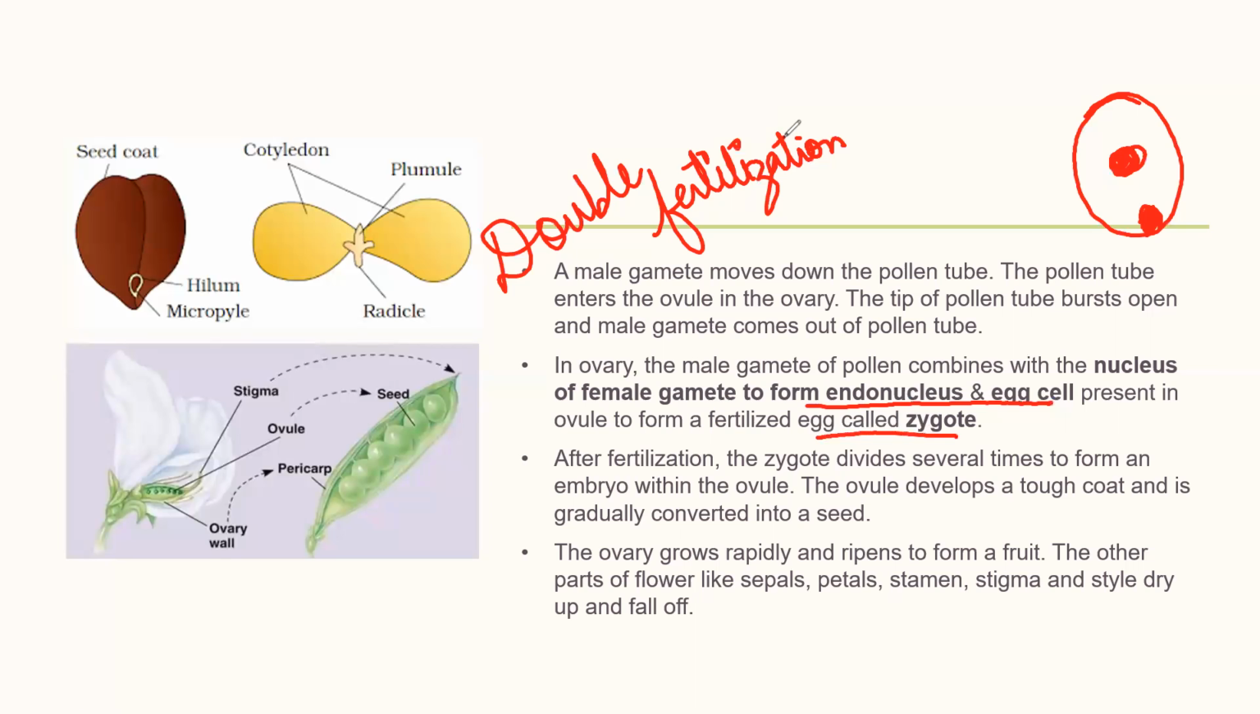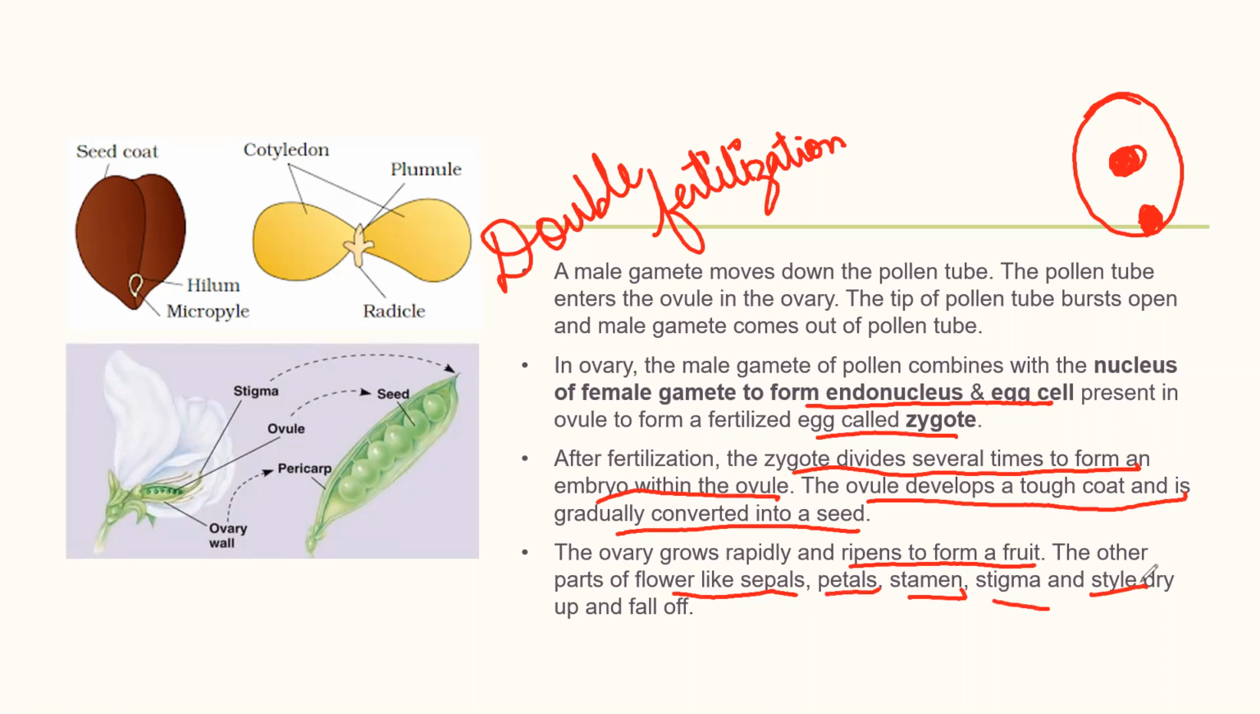After fertilization, the zygote divides several times to form an embryo within the ovule, and the ovule develops a tough coat and is gradually converted into a seed. The ovary grows rapidly and ripens to form a fruit. The other parts of the flower, like petals, sepals, stamens, stigma and style, dry up and fall off.